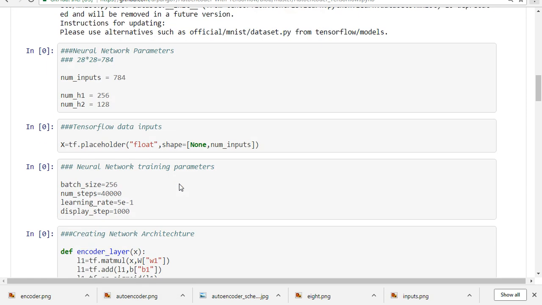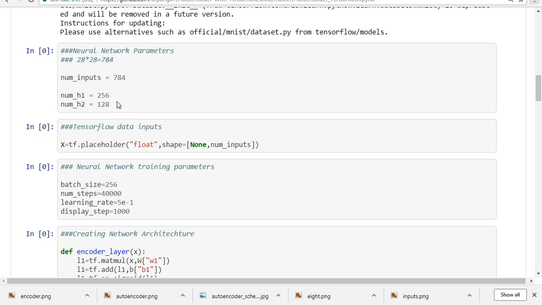Once you have read the data, you see num_inputs, which I have already explained, is 784 because we are squeezing the image into 28 by 28. Now num_h1 is 256, which you are compressing from 784. You are compressing into 256, and then into 128, and then again 256, and then 784. This is how you are trying to do the squeezing of the data.